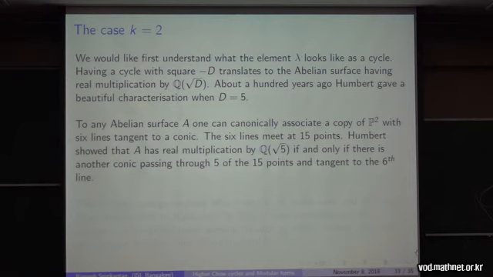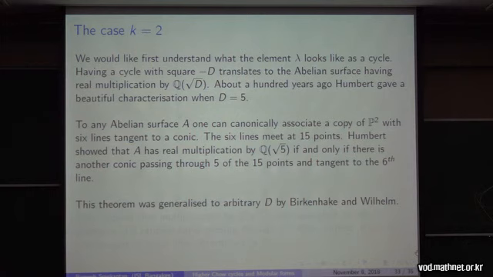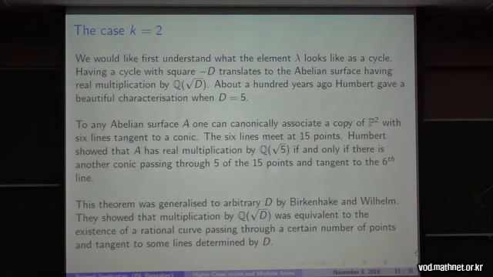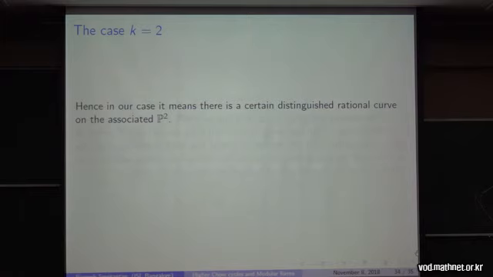This theorem was generalized to arbitrary D by Birkenhake and Wilhelm about 10, 12 years ago. They showed that multiplication by Q(√D) was equivalent to the existence of a rational curve passing through a certain number of points and tangent to some lines determined by D. The proof is not obvious, but the generalization is what you would expect. Instead of a conic, you have a rational curve, and it's not necessarily non-singular, it can be singular. So in our case, given a multiplication by Q(√D), there is a distinguished rational curve on the associated P2. That's what it translates to.